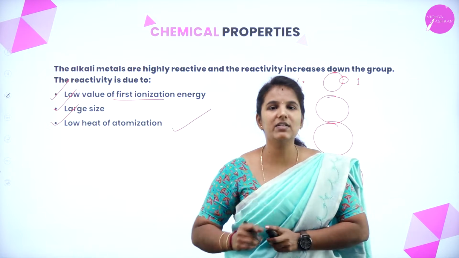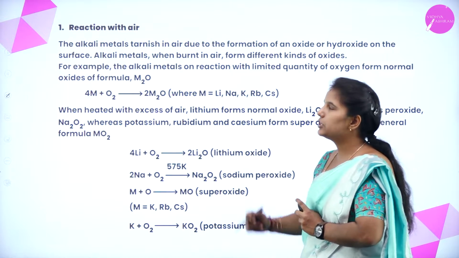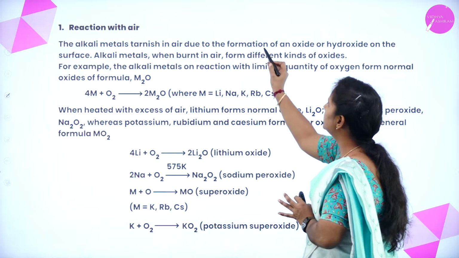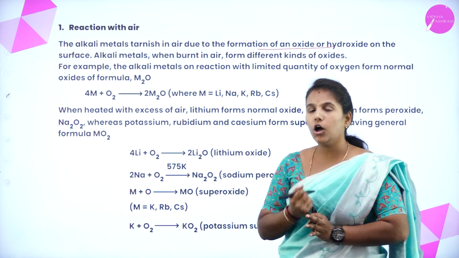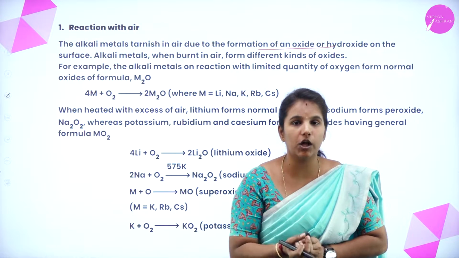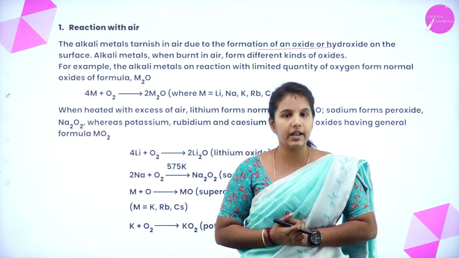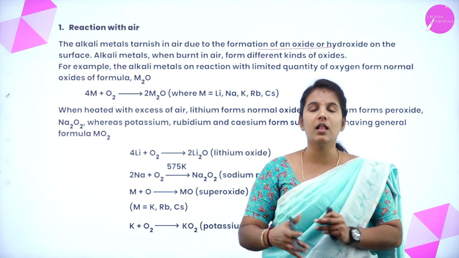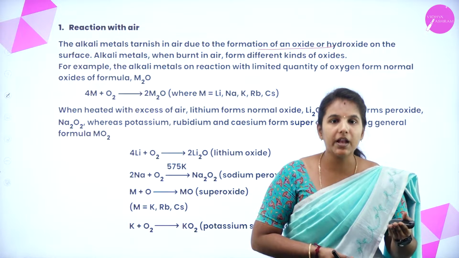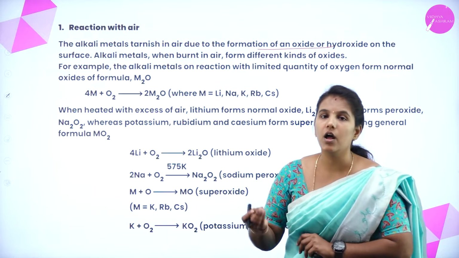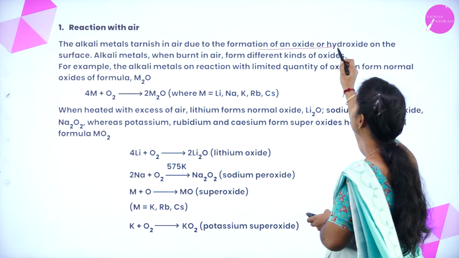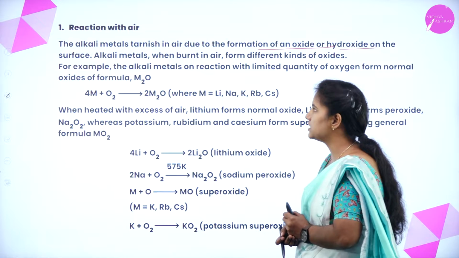Okay, let's start with the first reaction, the reaction with air. Alkali metals tarnish in the air due to the formation of oxide. Already we have understood that alkali metals are silvery white solids. When exposed to light or the atmosphere, they undergo oxidation, and the silvery appearance tarnishes due to the formation of oxide and hydroxide on the surface.